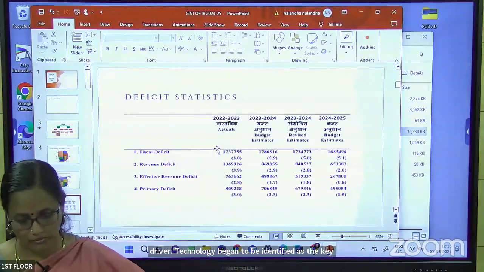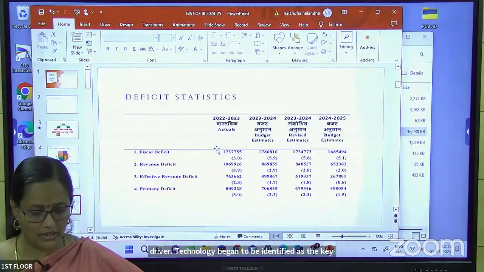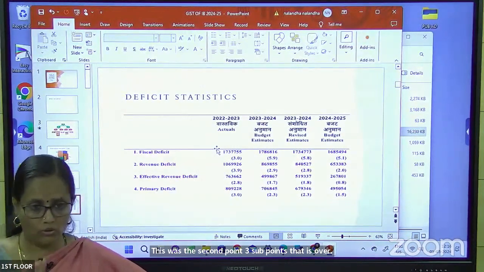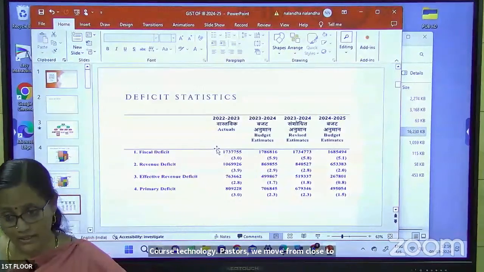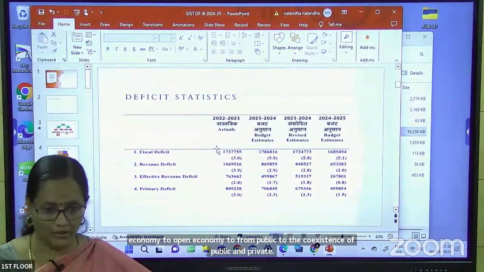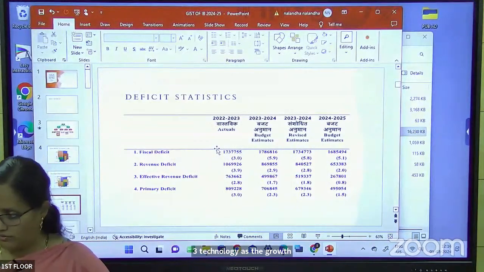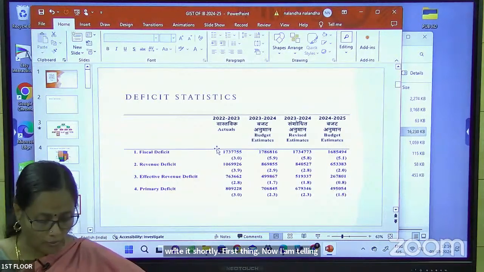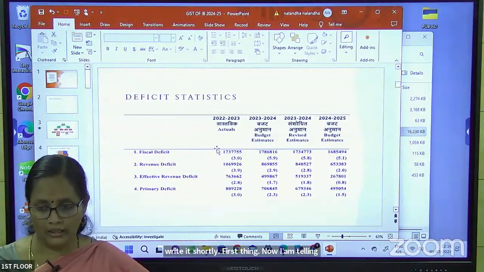That is over. Third is technology. First, we moved from closed economy to open economy. Second, from public to the coexistence of public and private. Third, technology as the growth driver. If you want to write it shortly, that's the thing. Now I am telling you the third point: structural issues in Indian economy.